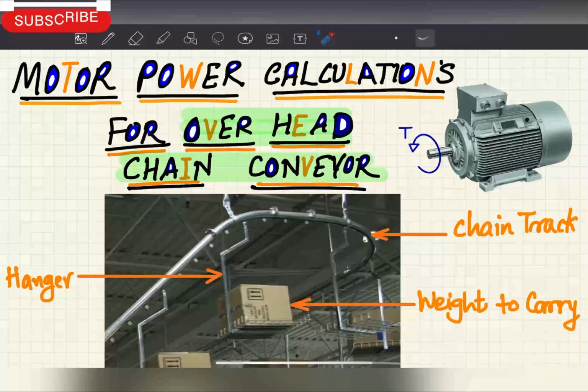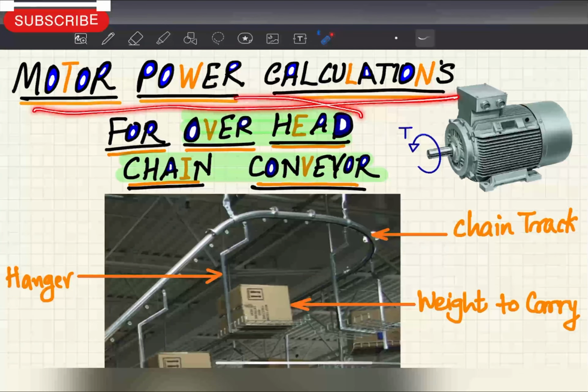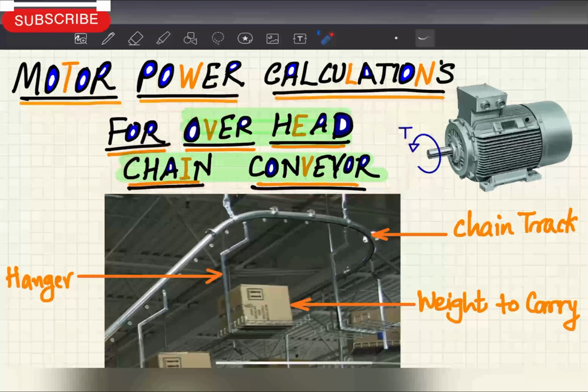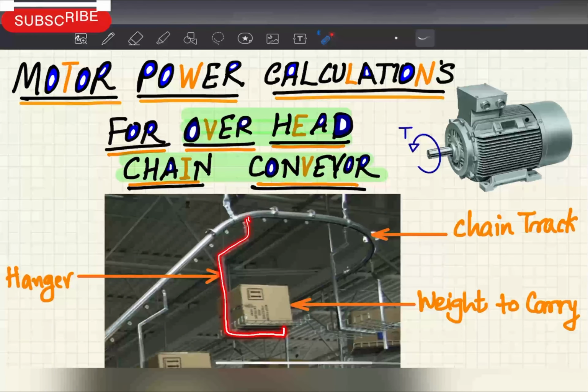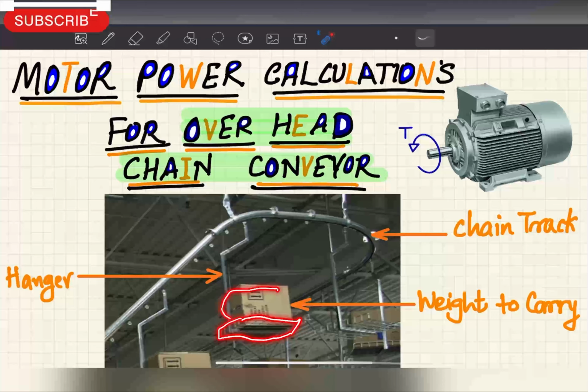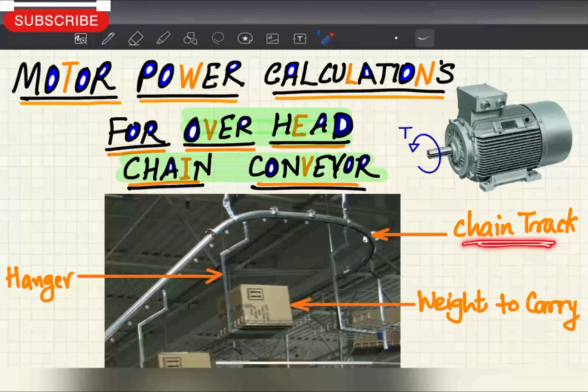Today we are going to see motor power calculations for overhead chain conveyor. You can see we have given one picture here which is showing an overhead chain conveyor. This is the track of the chain. These are the hangers which are hanging to the chain at this location, and in the hanger we have some pallet type of arrangement where we can carry our raw material. So you can see we have located a hanger here, chain track and weight to carry.